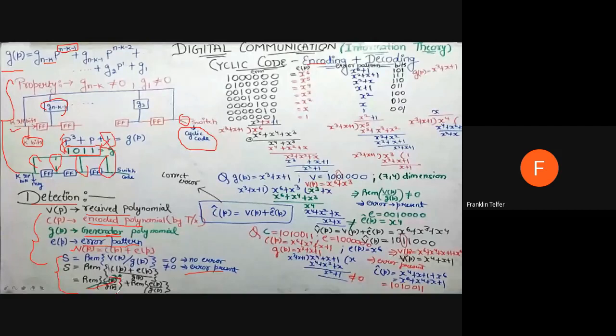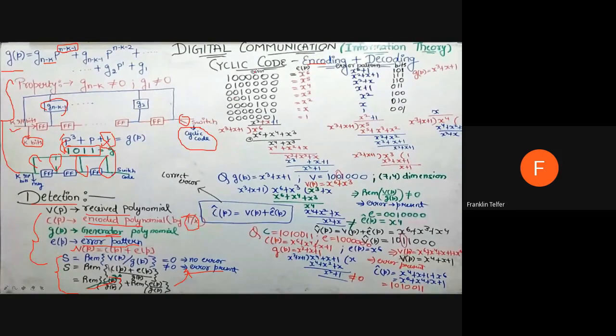C of P gives 0 anyhow, because the syndrome is mainly calculated on the receiver side, and C of P lies on the transmitter side. So we don't need to know this data. We want to know only the remainder of E of P by G of P. That's the syndrome value. If the remainder of E of P is equal to 0, you have no error. If not equal to 0, an error is present.